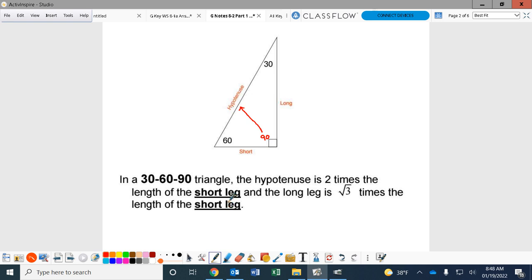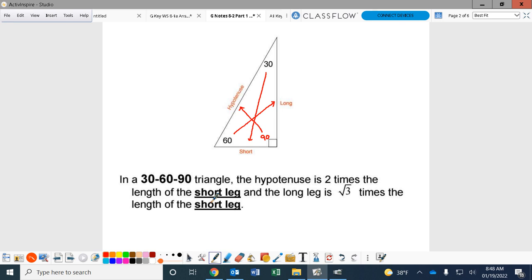Guys, the other two should be obvious. When you look at this, do you see the 30-degree angle is across from the short leg? So the smallest angle is across from the short leg. The long leg is across from the bigger angle. This is a big deal, that you understand their relationship to the sides is really important.